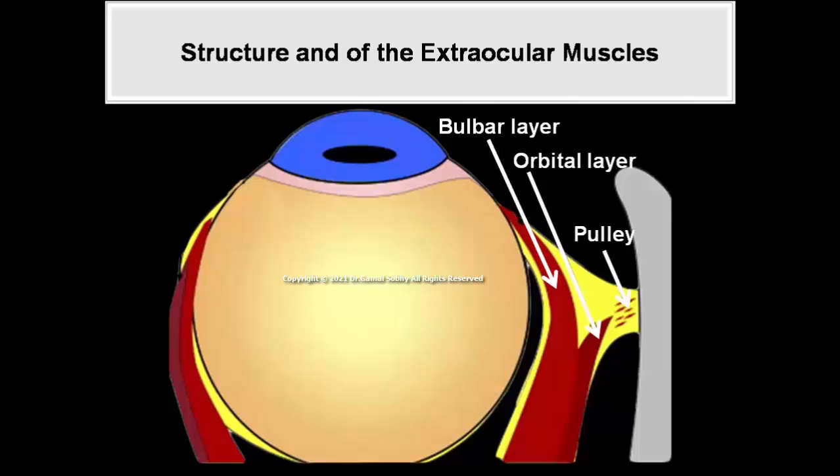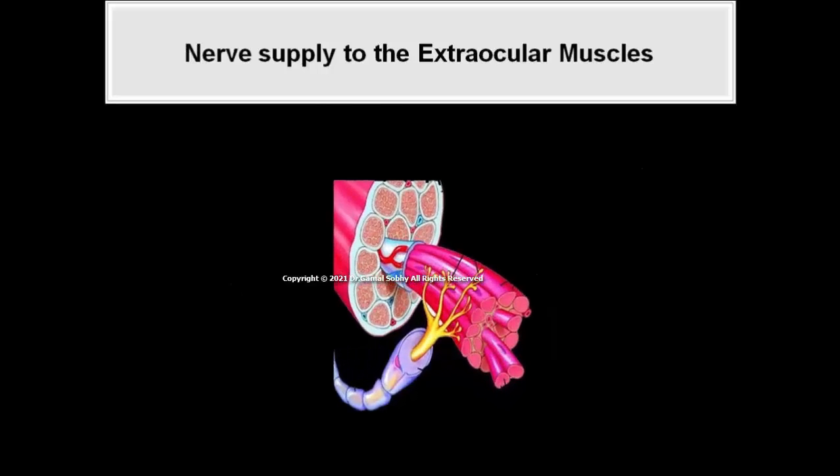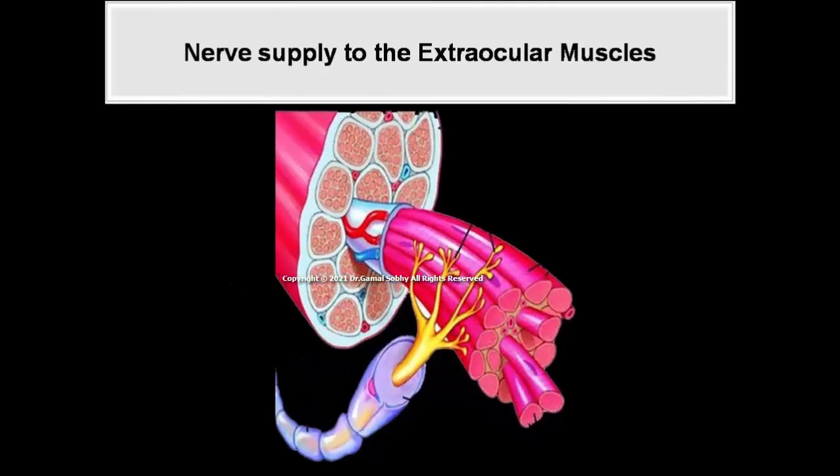whereas the orbital layer branches off further posteriorly to insert at the pulleys. The ratio of nerve fibers to muscle fibers is nearly 1:12 in extraocular muscles, whereas in skeletal muscles it may be as high as 1:125. This abundance of nerve fibers has led to the conclusion that the all-or-nothing law, or law of isobolia, applies to eye muscles.